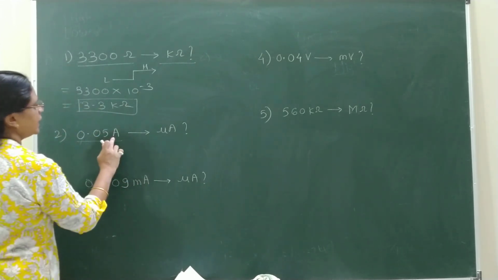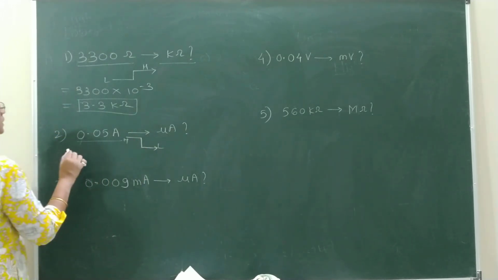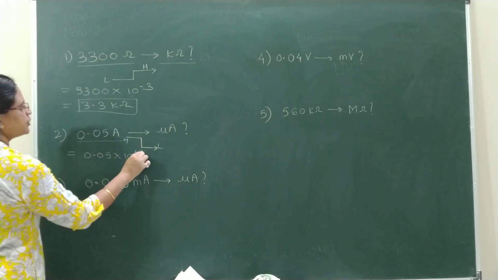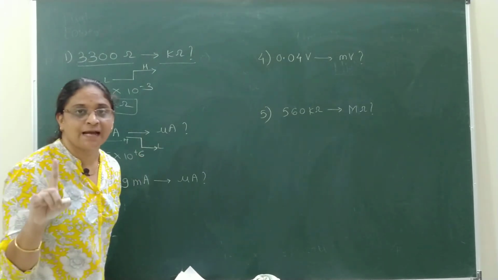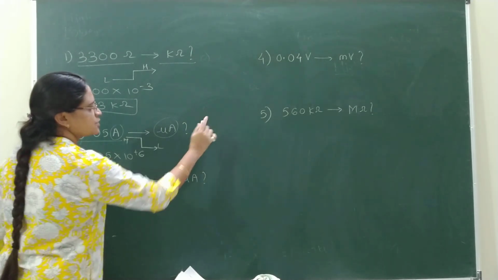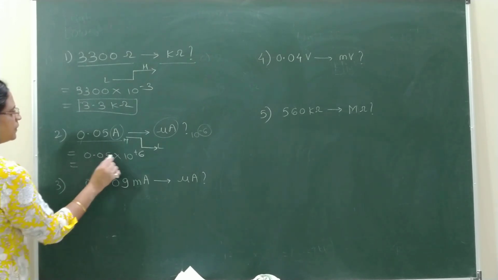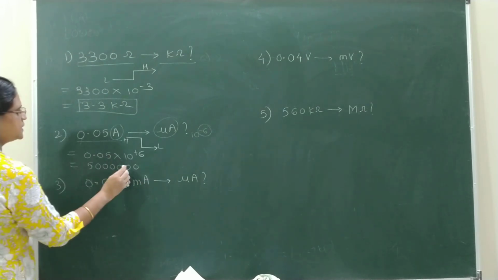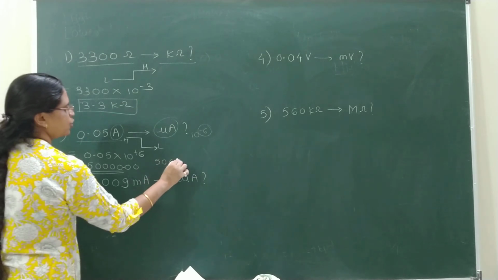Next, 0.05 ampere to microampere, meaning higher to lower. So here, multiply 0.05 by a positive power of 10 at 6, because ampere and microampere, that is 10 raised to minus 6, differ by a power of 6. So here it shows 5 and 6 zeros, but adjust the decimal point, and it shows 50,000 microampere.